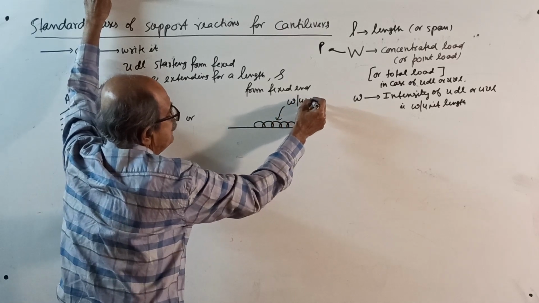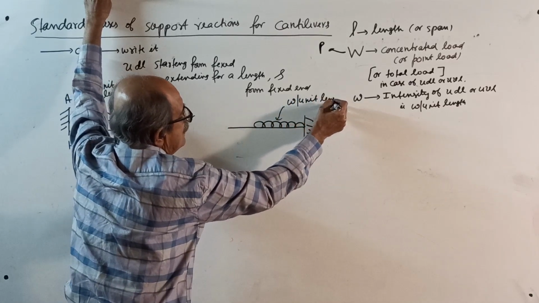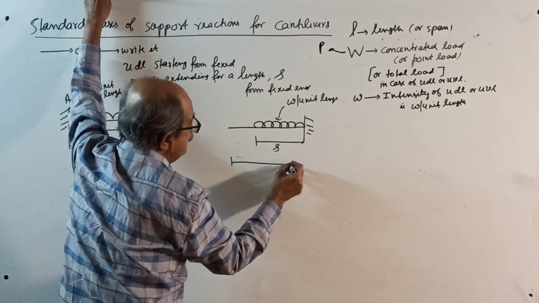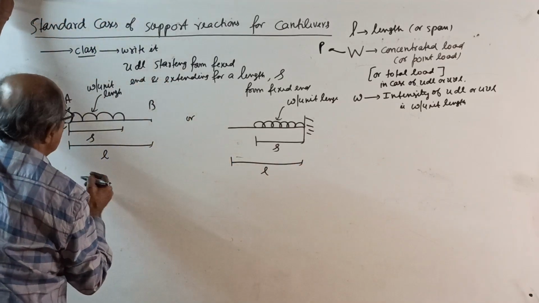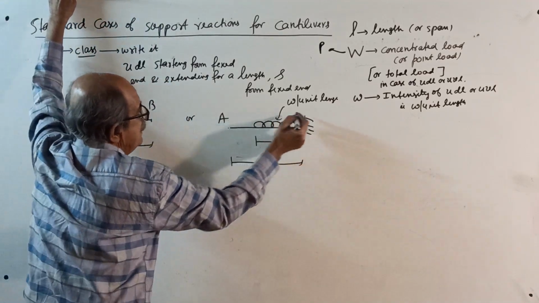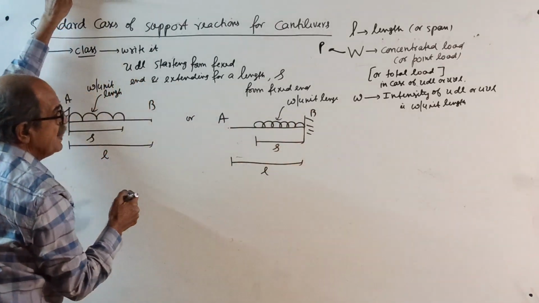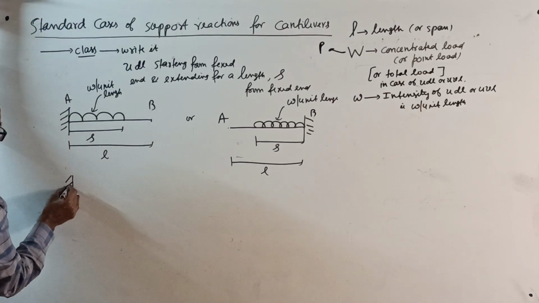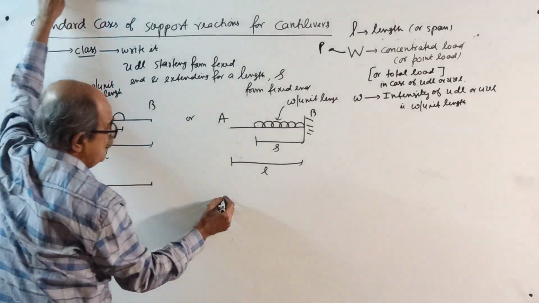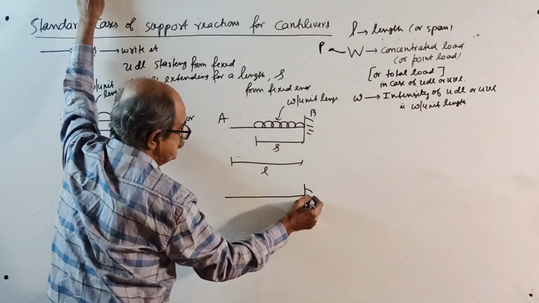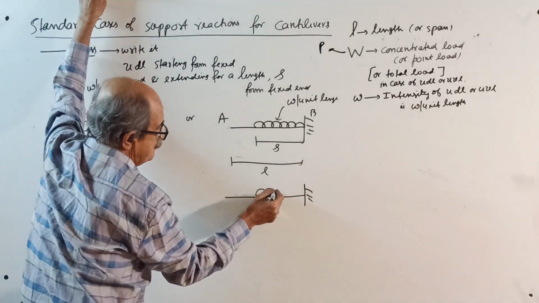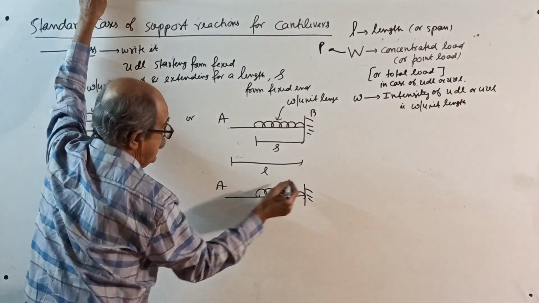W per unit length, loaded for a length of S from fixed end, span is L. Answer, AB. Okay, AB. S can be anything. It can come up to center, any distance. Answer is here. See, I will give real standard cases. This is the loading. A, B.